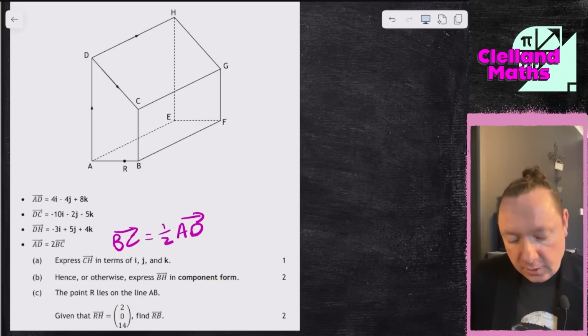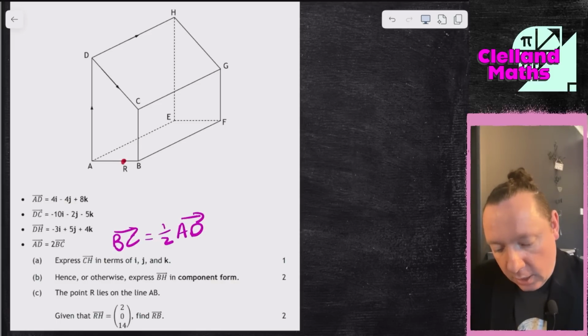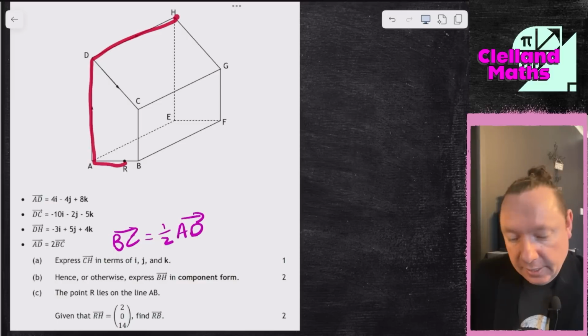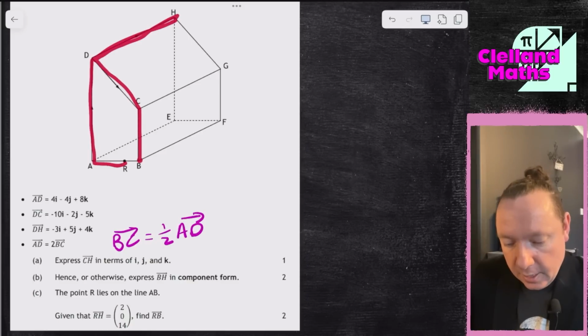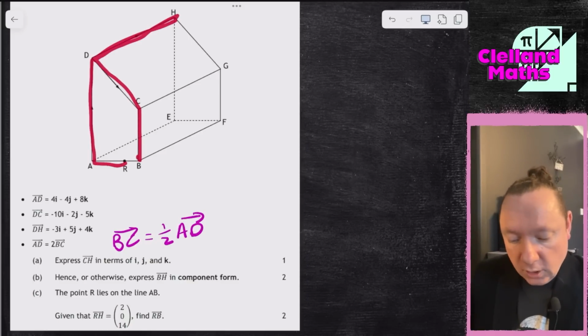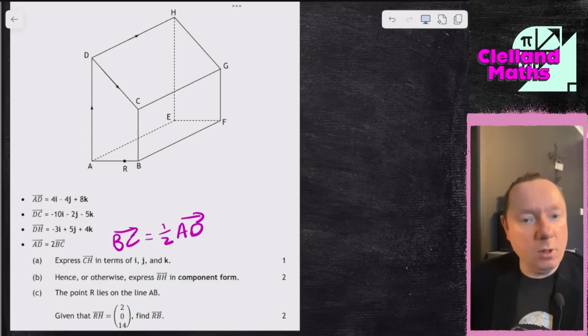Part C, the point R lies on the line AB. Given that R to H is 2, 0, 14, find R to B. Now, we don't know anything about A to B, but that's okay. So if I start at R, and I go all the way around back to H, because it's R to H, that takes me all the way up here. I want to get a route now back to B. So I need to go from H to B. So this is back along that way, down that way, and down that way. Now H to B, well, that's the same as the minus of B to H. So in other words, it's just R to H minus B to H. So if you can realise that, we're good to go.